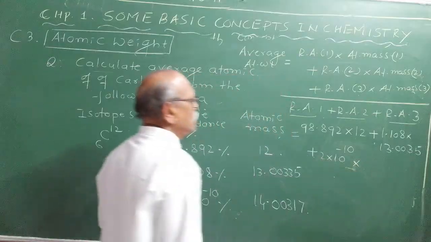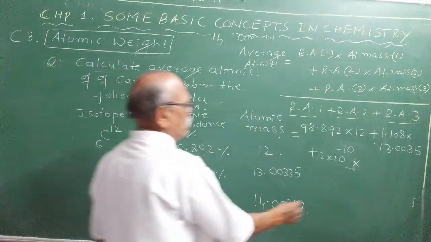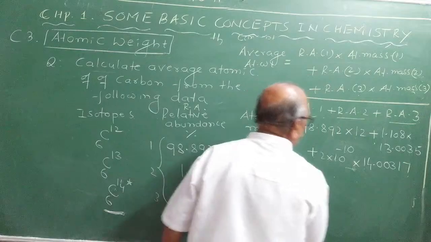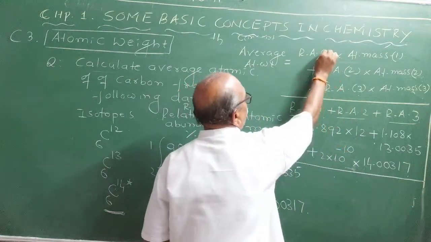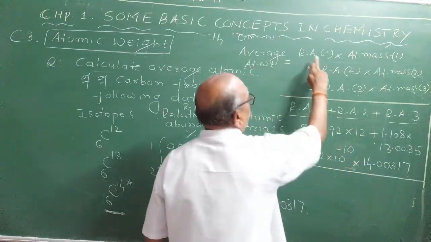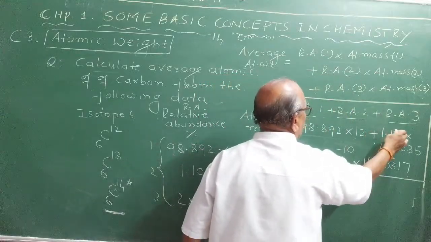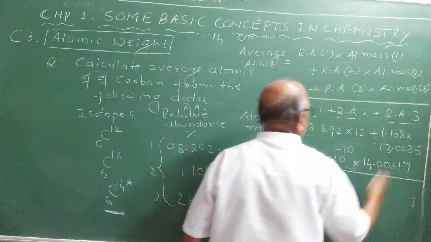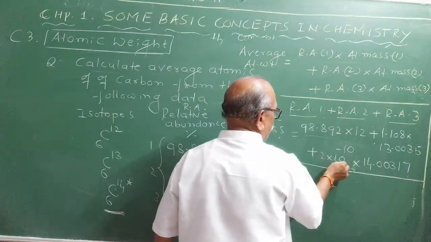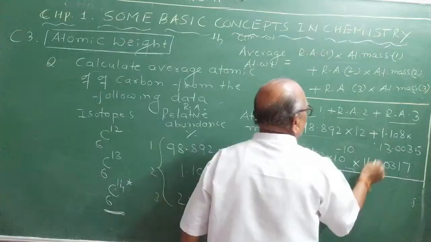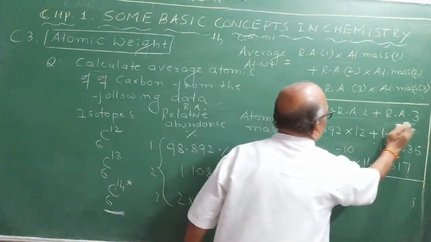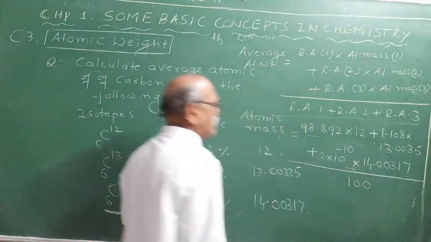Very interesting problem. It will improve your calculation. Into the mass, which is 14.00317, whole divided by the sum of the relative abundances. See, the relative abundance of 1 is this, and atomic weight of 1 is 12, and the relative abundance of the second is 1.108 into atomic mass of second is 13.0035, plus relative abundance of third one, 2 into 10 raised to minus 10, 14.00317, whole divided by 100, because it is percentage.